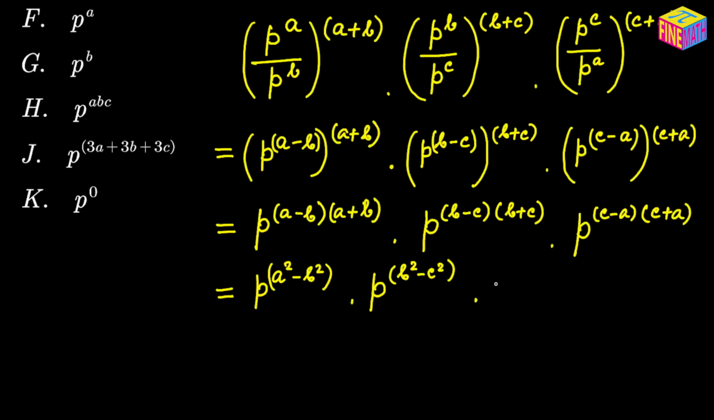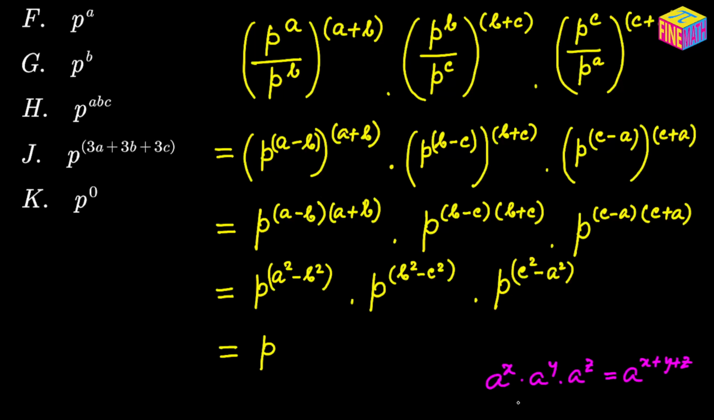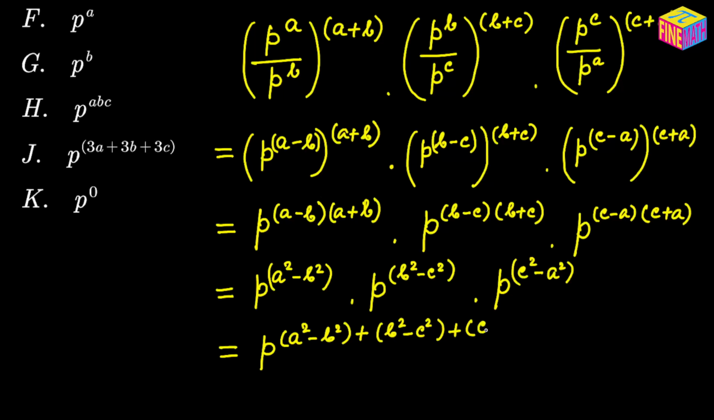And now it looks like we have three factors where the base is the same, so we can combine them with the same base. Now we are going to add the exponents, because you know from the property of exponents that if we have a to the power x times a to the power y times a to the power z, that becomes a to the power x plus y plus z. So we can simply add the exponents. So similarly here, this must be p to the power (a squared minus b squared) plus (b squared minus c squared) plus (c squared minus a squared), right?